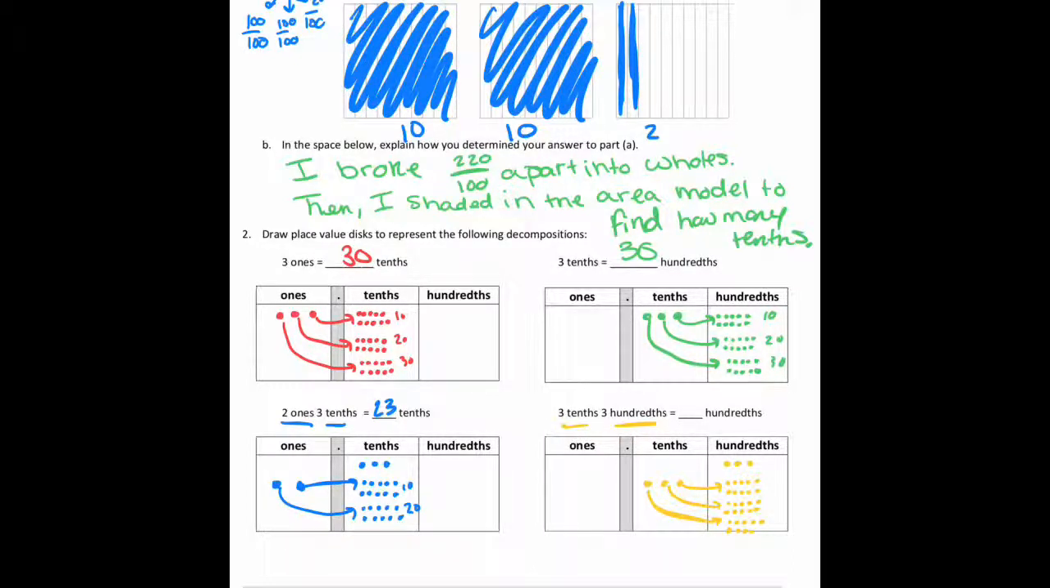6, 7, 8, 9, 10. So I have 10, 20, 30 hundredths plus those 3 that I had to start with, so it's 33 hundredths.